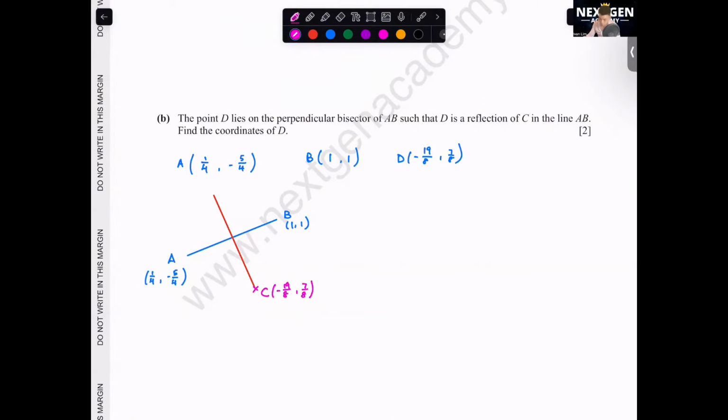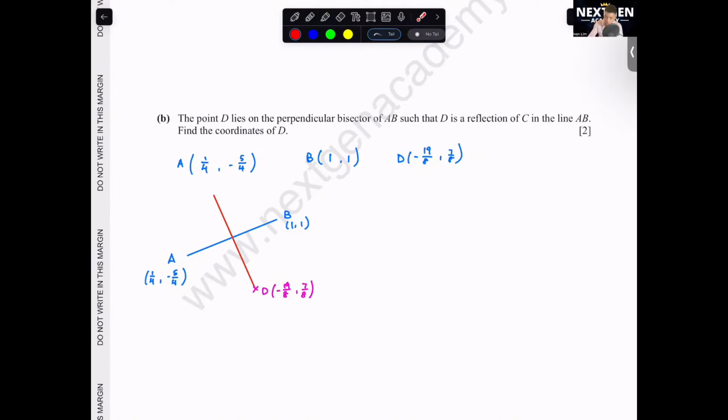Okay, what can I conclude about the... Sorry, this is D. Okay, where exactly is C? They say such that D is a reflection of C in the line AB. So what do they have in common? You sort of need to use your understanding of transformation over here. Must we do length formula? Don't need, because it's just a 2-mark question.